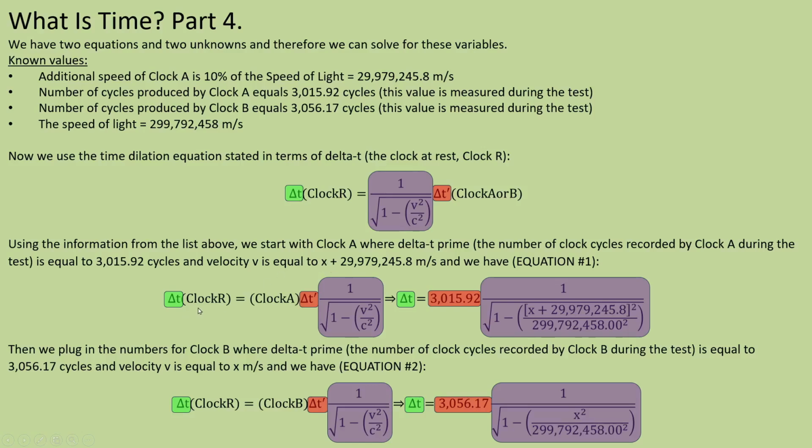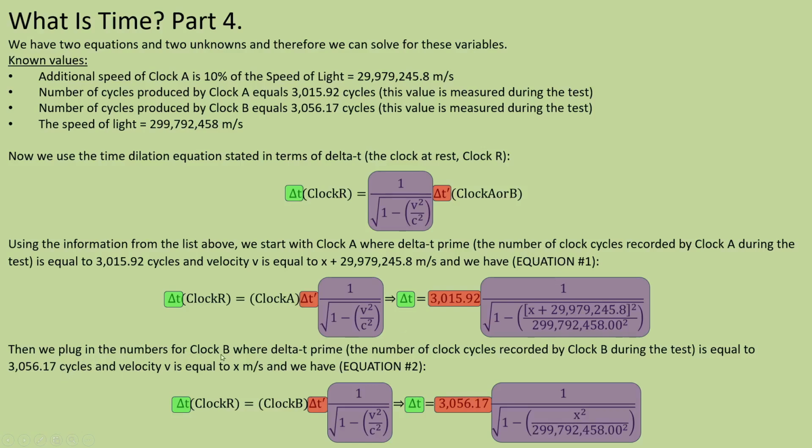So there we have the number of cycles produced by clock R will be equal to the number of cycles produced by clock A, delta t prime, times the Lorentz factor. So here we have delta t equals 3015.92 times the Lorentz factor. We plug in for the velocity the speed of the spaceship plus 10% of the speed of light, and c is the speed of light, which is a constant, and we plug that in here, and now we have equation number 1.